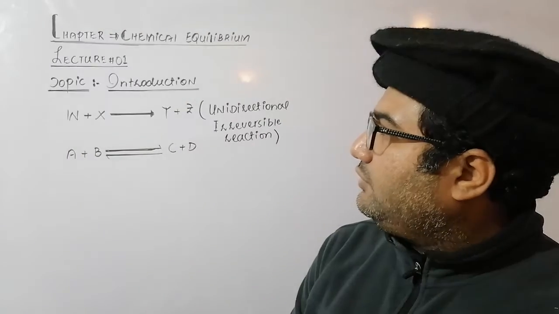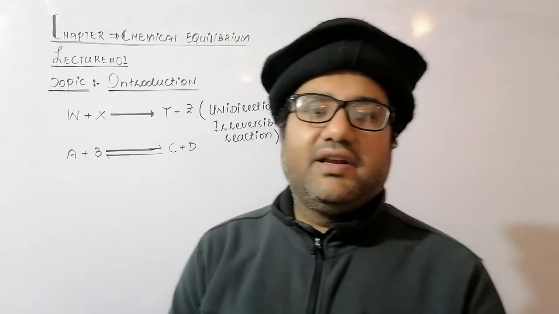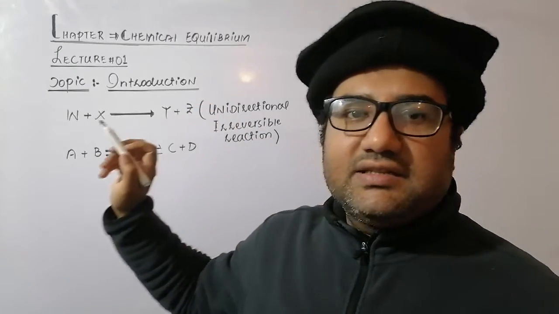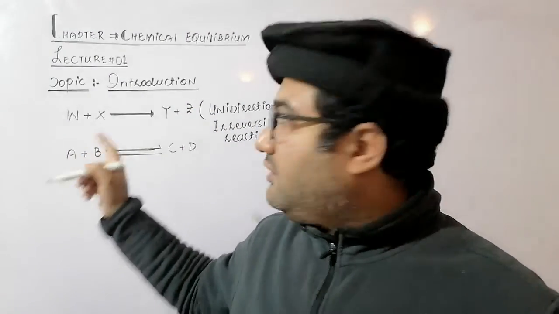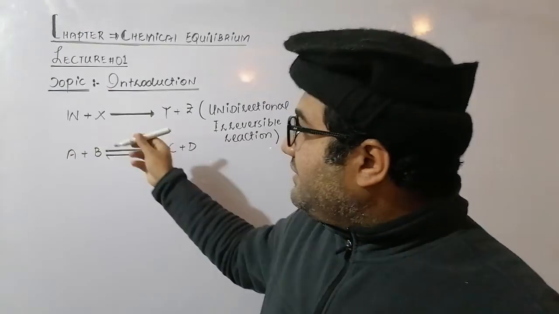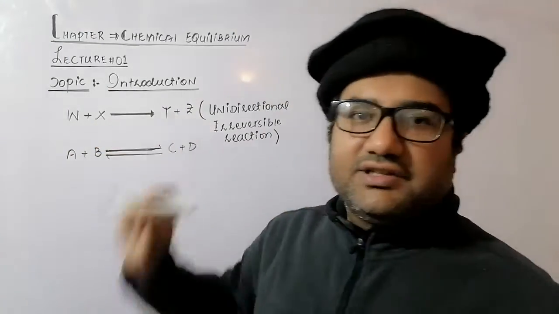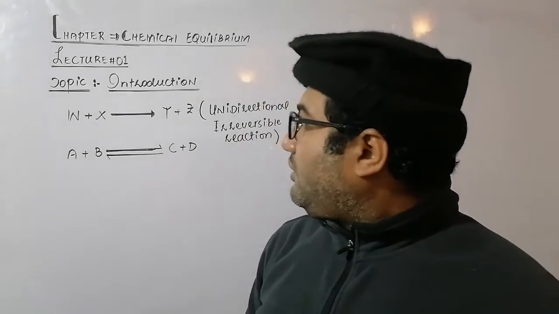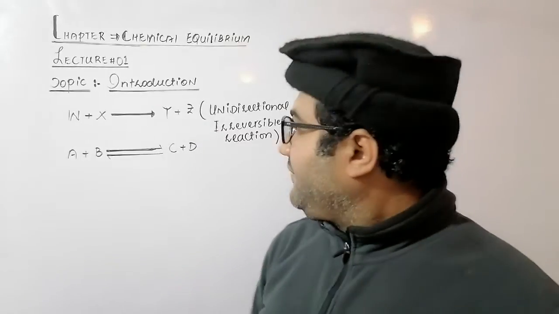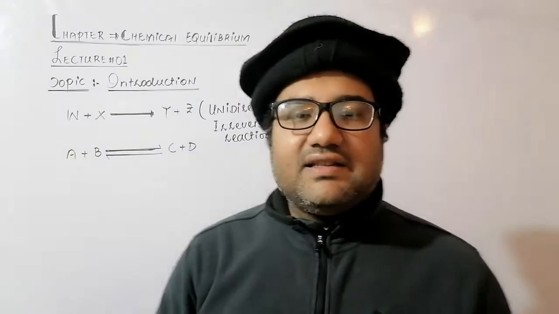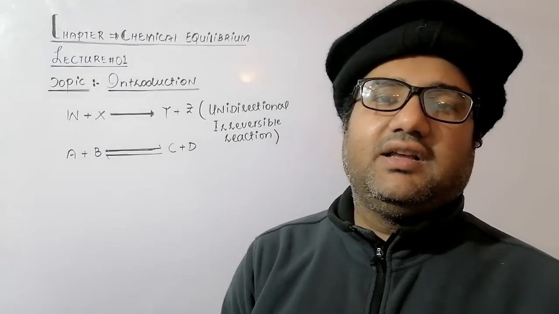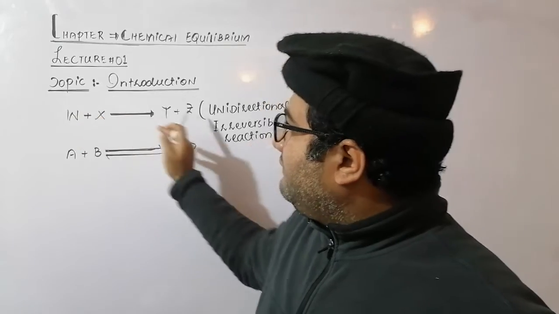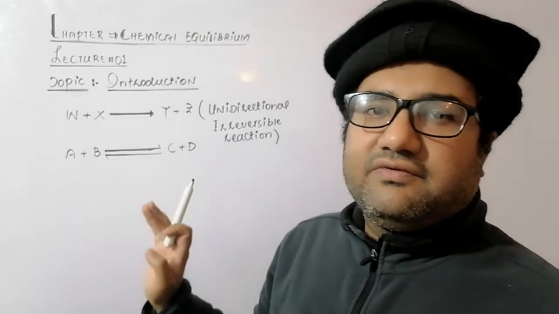In this reaction, W reacts with X and it forms Y and Z. But the products are stable and these products do not react again to form the reactants. So this reaction proceeds only in the forward direction. It is a unidirectional or irreversible reaction. The products of this reaction are stable. Now, what is the ultimate fate of the irreversible reaction? Obviously, the ultimate fate is that all the reactants will be converted to products and this reaction finally will stop.